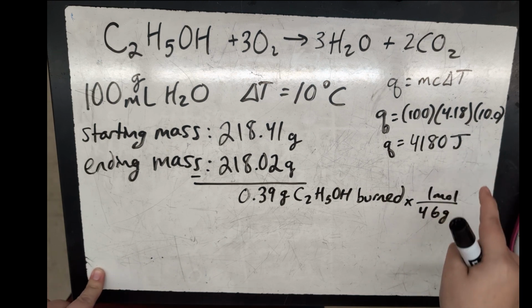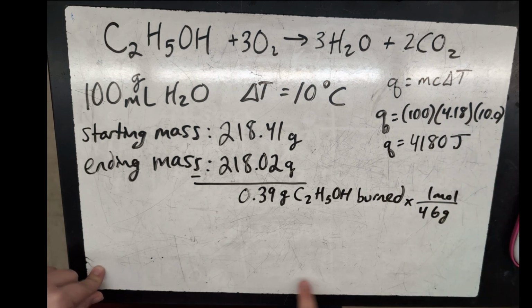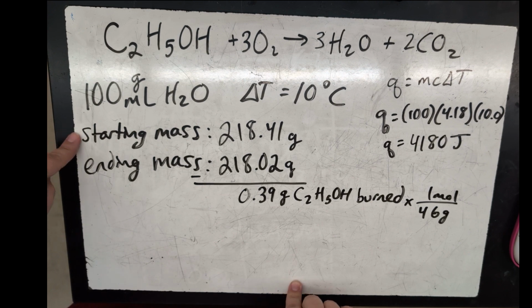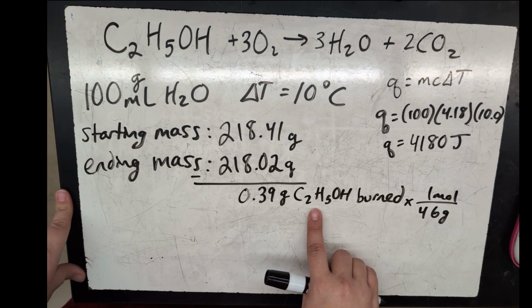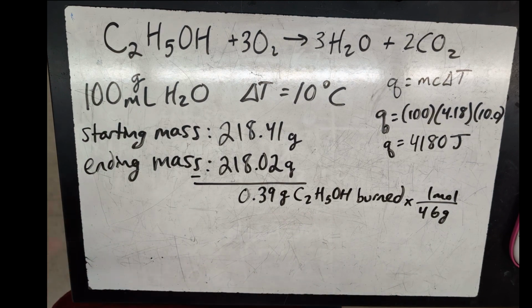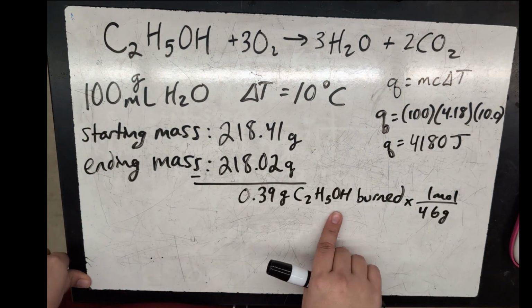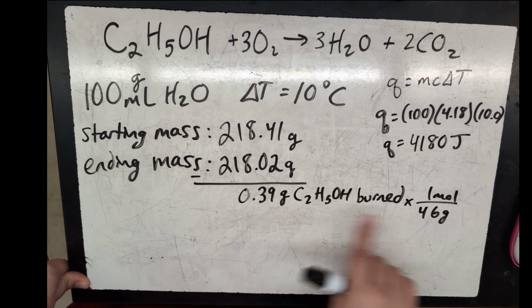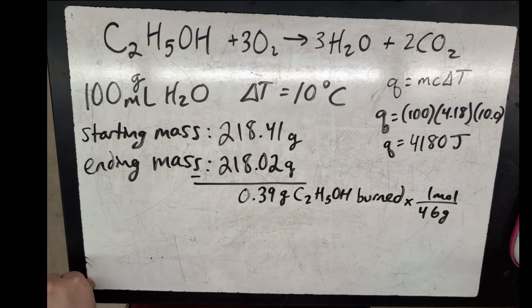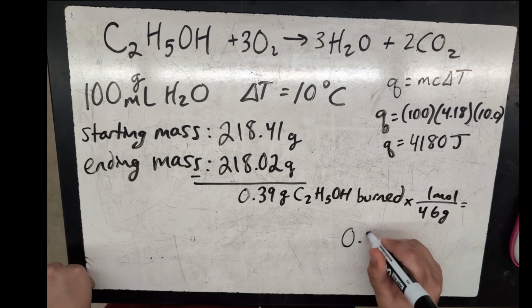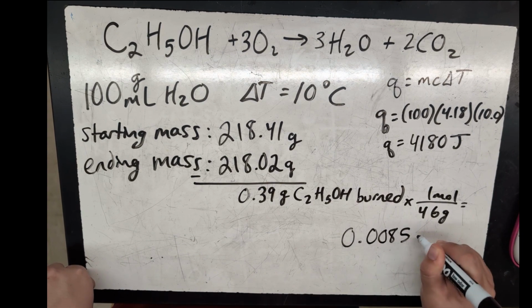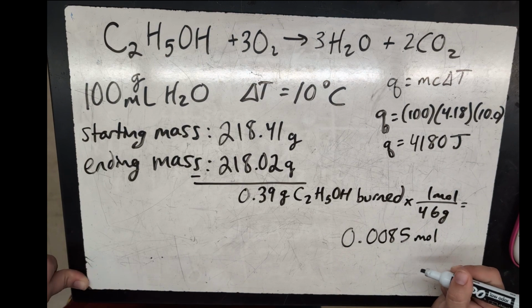Now, to get to a heat of combustion, we need the moles. So the starting mass of our alcohol burner was 218.41, and our final mass was 218.02. When you subtract, you get that 0.39 grams of the ethanol burned, leaving as water and carbon dioxide. I want to change grams to moles using the molar mass of ethanol. And so when you divide, you get 0.0085 moles of ethanol was burned.